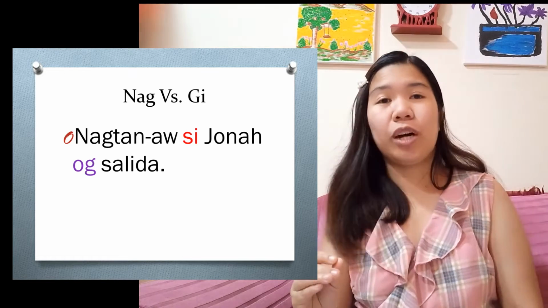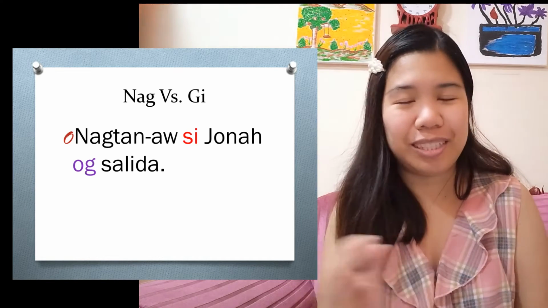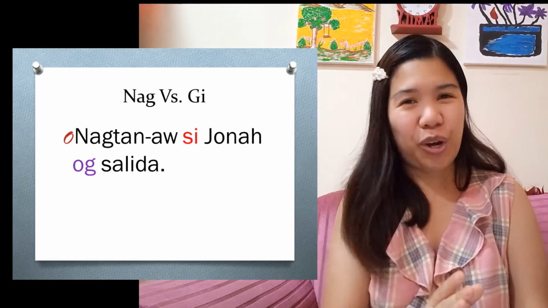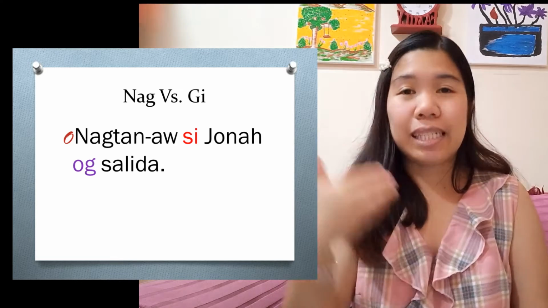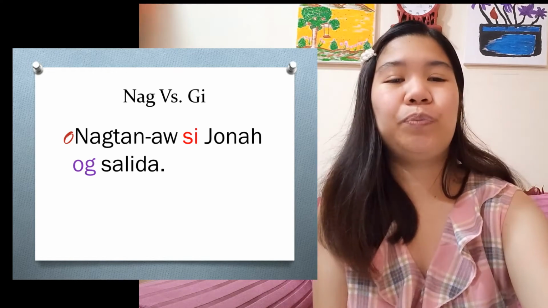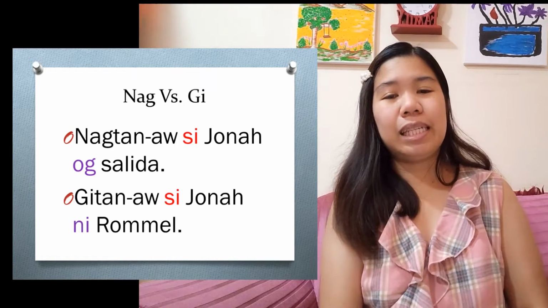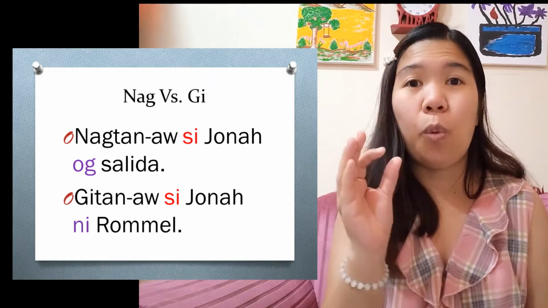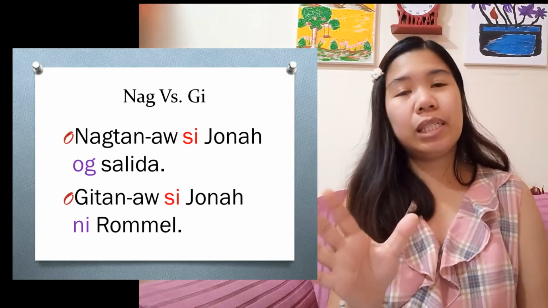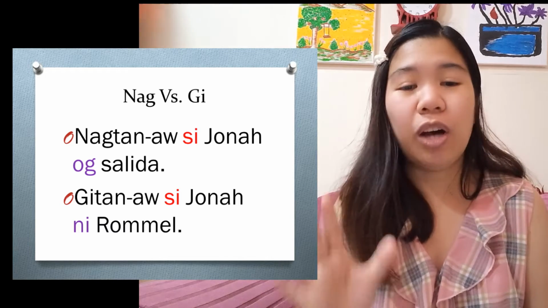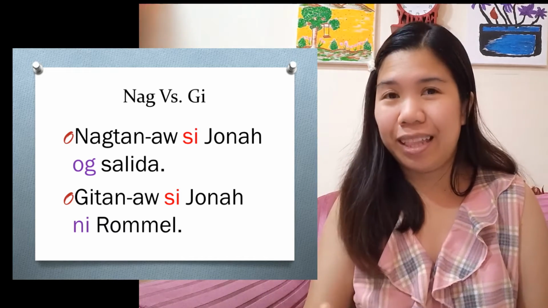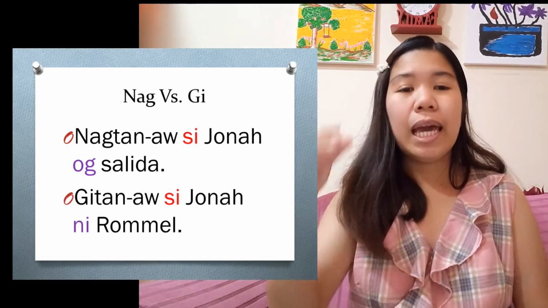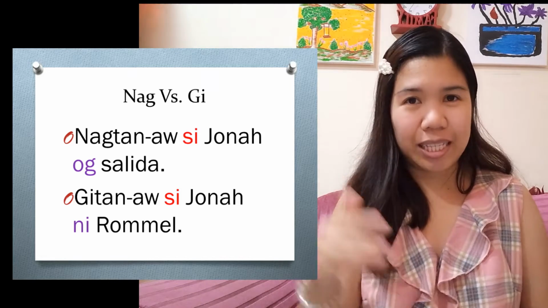So the one who did the action, it's in the past, is our subject, Jonah. What did she watch? Salida, or a TV show. Now, in the next sentence, gitanaw. Instead of adding nag, we have gitanaw. It's still watched. Okay? But this time, it's not Jonah who does the action, but Romel. Romel, our doer of the action here. Gitanaw si Jonah ni Romel.